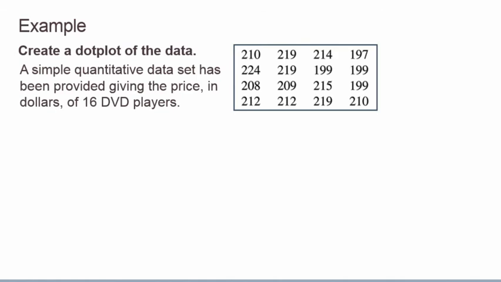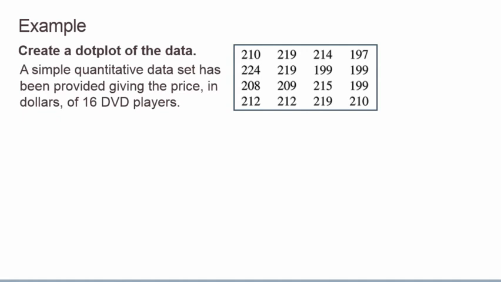Example, create a dot plot of the data. A simple quantitative data set has been provided giving the price in dollars of 16 DVD players. My data points are 210, 224, 208, 212, 219, 219, 209, 212, 214, 199, 215, 219, 197, 199, 199, 210.